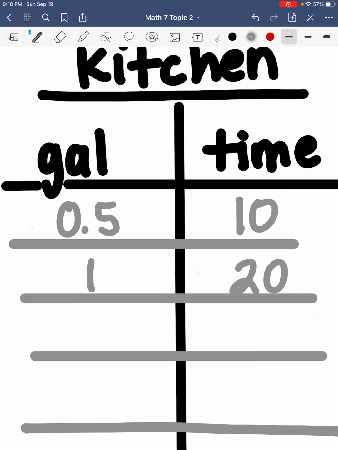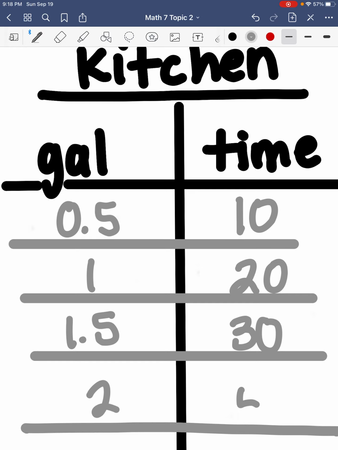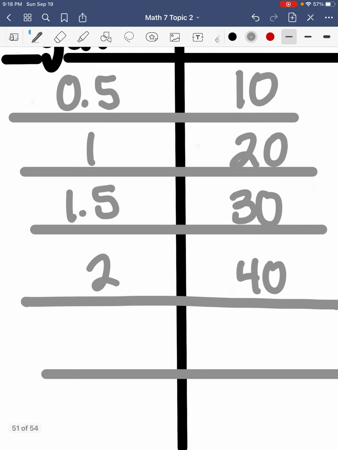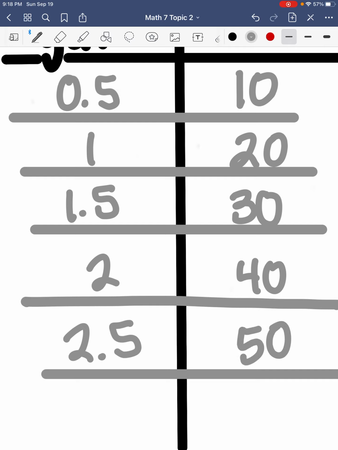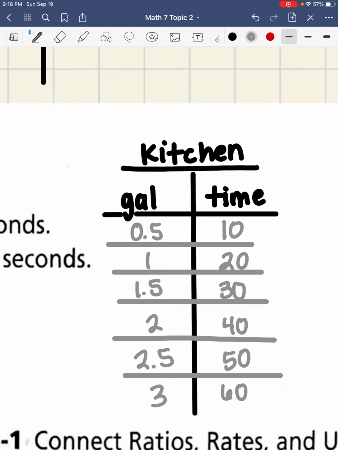Okay, well, what about 1.5 gallons? I'm going to add 10 more seconds to that. What about 2 gallons? Add 10 more seconds. What about 2.5 gallons? Add 10 more seconds. And finally, 3 gallons. They'd have 3 gallons in 1 minute. Remember, this is where we were trying to get. So 3 gallons in 60 seconds.